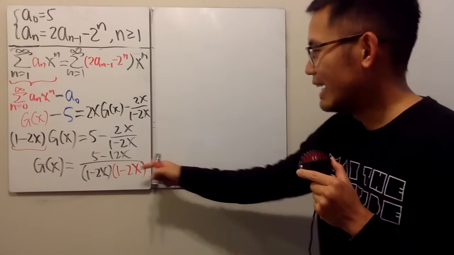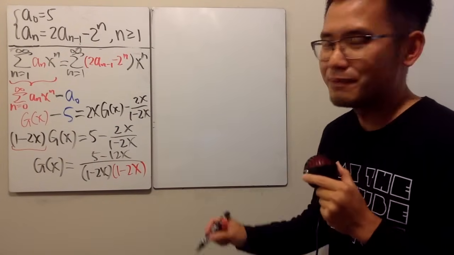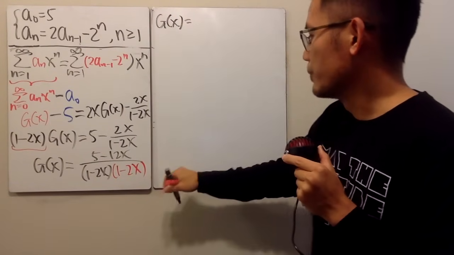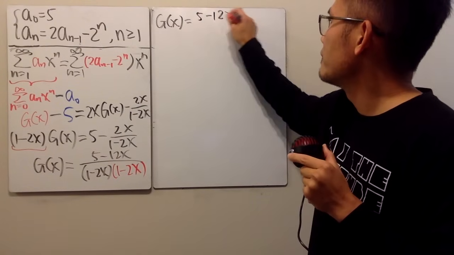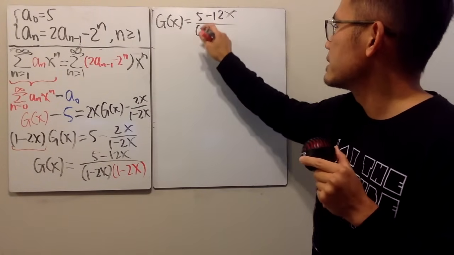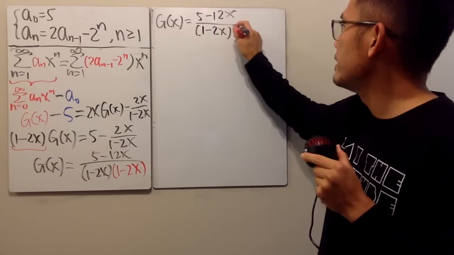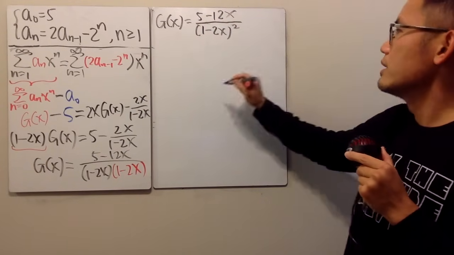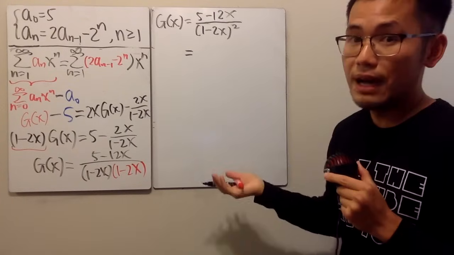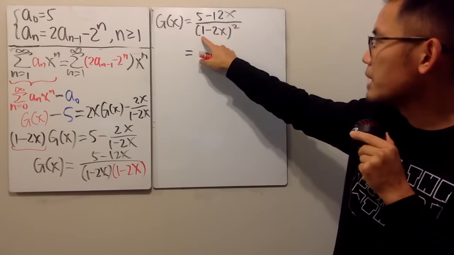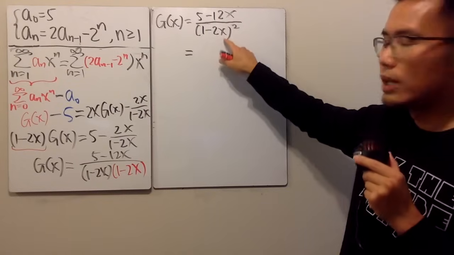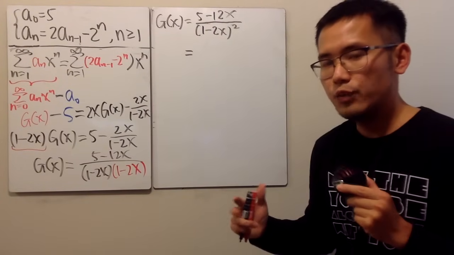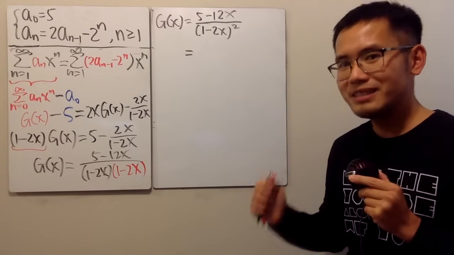Oh, man, I am going to break this down. It's not so bad. Have a look. G of x, this right here is equal to, on the top we have 5 minus 12x over, of course, the bottom is the same as saying 1 minus 2x and then square. You can try to do this by partial fractions, or you can also just do the following. Have a look. On the bottom here, we have 1 minus 2x, right? Yeah, 1 minus 2x. On the top, wouldn't it be nice if we have 5 minus 10x?